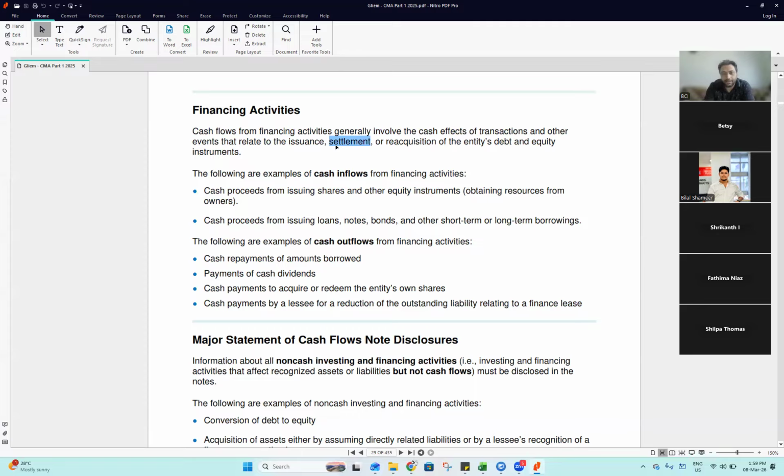Then the following are the examples of cash inflows from financing activities, that is cash proceeds from issuing shares and other equity instruments, cash proceeds from issuing loans, notes, bonds, and other short-term or long-term borrowings. And the following are the examples of cash outflows from financing activities: cash repayment of amounts borrowed, payments of cash dividends, cash payments to acquire or redeem the entity's own shares, and cash payments by a lessee for a reduction in the outstanding liabilities related to a finance type lease. If you're having a finance type lease and you're paying any principal payment, it will be part of your financing activity repayment, cash outflow.